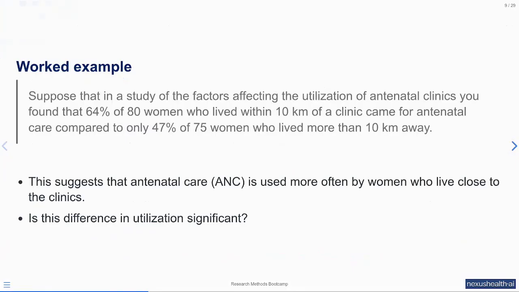So here's a worked example. Suppose that in a study of the factors affecting the utilization of antenatal clinics, we found that 64% of 80 women who lived within 10 kilometers of a clinic came for antenatal care, compared to only 47% of 75 women who lived more than 10 kilometers away. At face value, this would suggest that antenatal care is used much more often by women who live close to the clinics. But the question is whether this difference in utilization is significant.